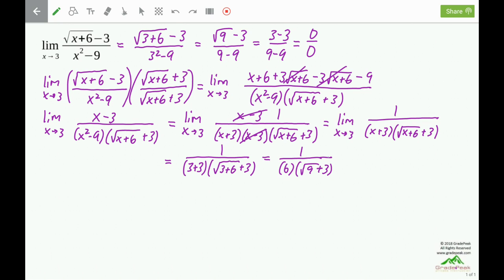So we have 1 over 6 times the square root of 9, which is a 3, plus a 3. So 1 over 6 times 3 plus 3, which is also a 6. And we have 1 over 6 times 6 is 36. We end up with 1 over 36.